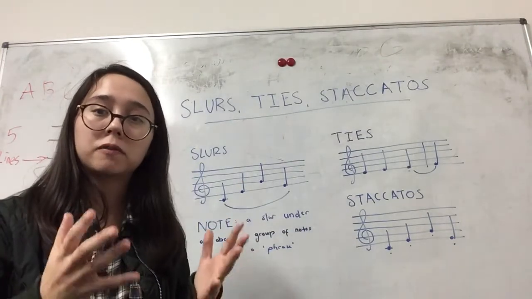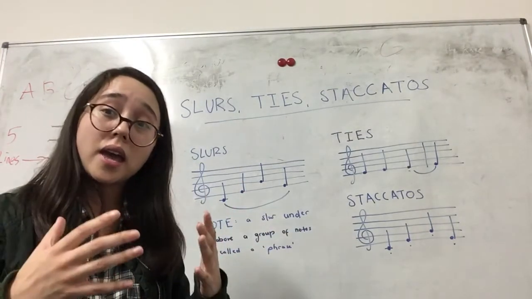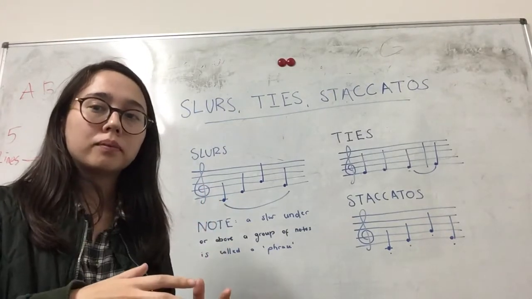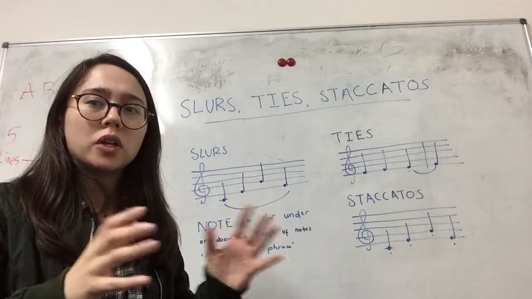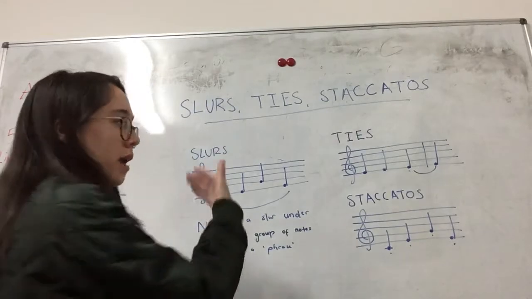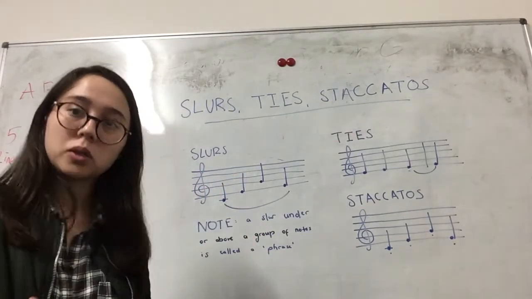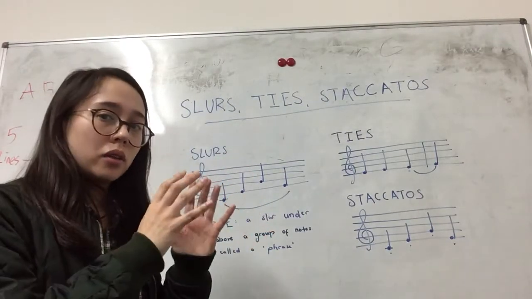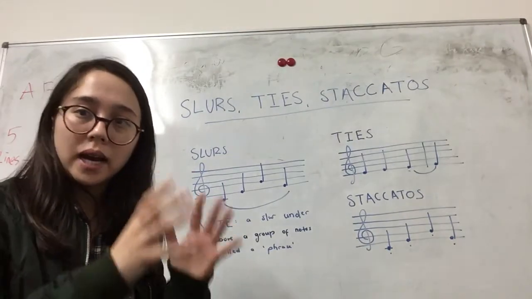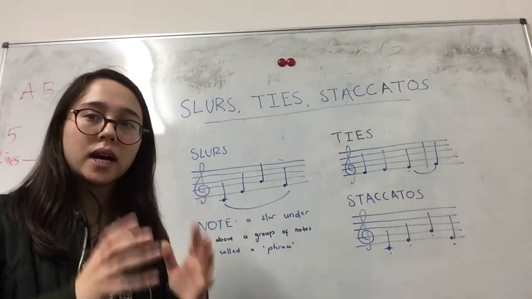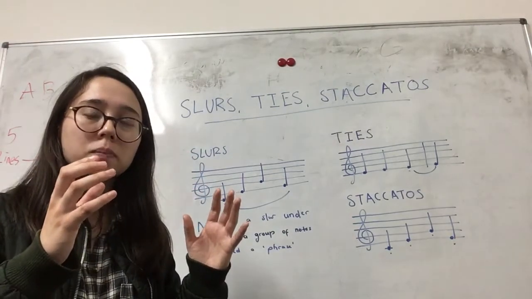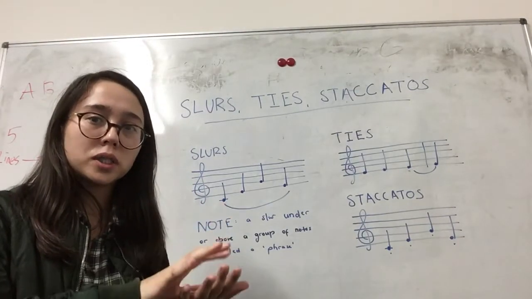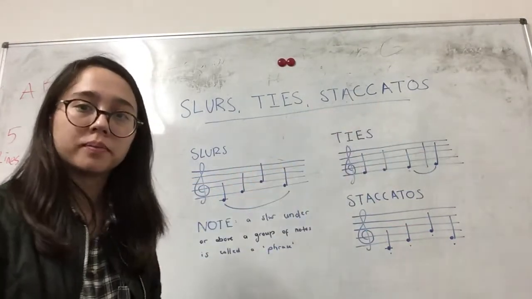Now, some people get confused with the slur and the tie, and although they may look similar, they're not the same. While a slur can be under or above notes of different pitches, so let's say middle C, E, G, E, and so on and so forth, the tie will be above or under notes of the same pitch. That is a tie. And what that tie does to those notes is it adds them together. It plays the first note and holds it down for the following notes.